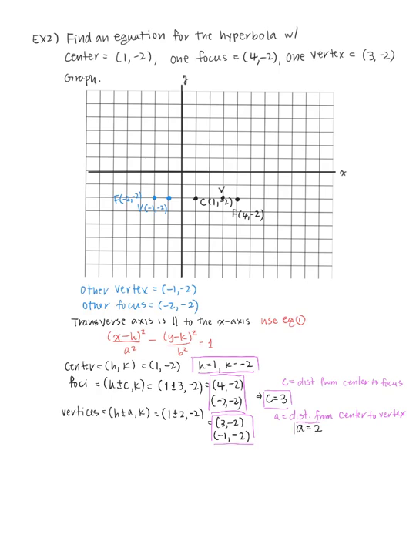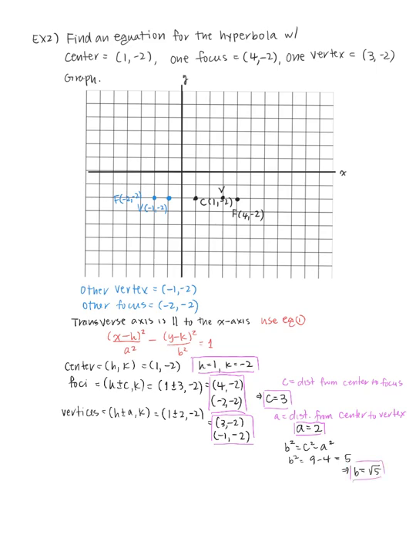Now we have a and c, so we should be able to get the value for b. Our equation for b squared is c squared minus a squared. So b squared is 9 minus 4, which is 5 again. So that implies that our b is going to be the square root of 5.